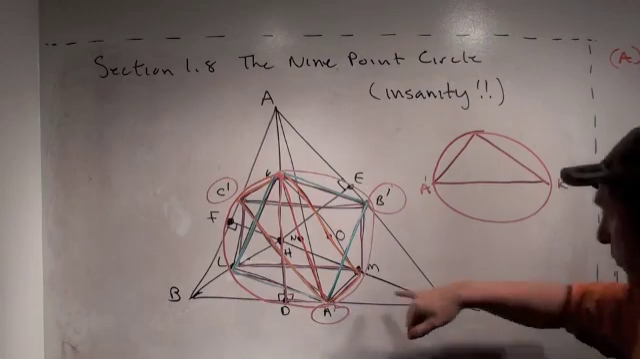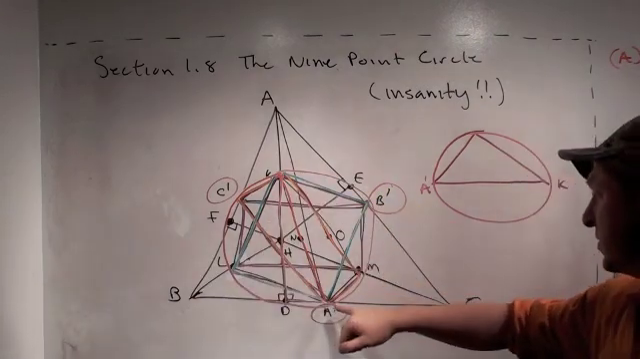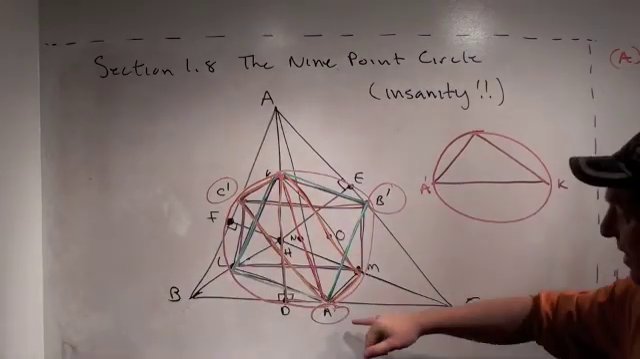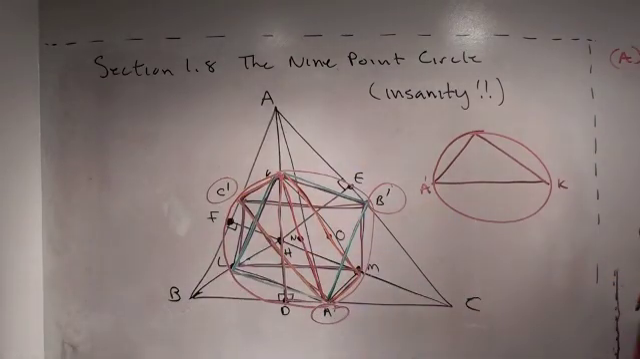And that means that the radius of the 9-point circle, which is the circumcircle of A prime, C prime, B prime, is half the radius of the big circle. So that's not too surprising that the radiuses should be related to each other. And now we just need to show the last thing. Where's the center of this circle?